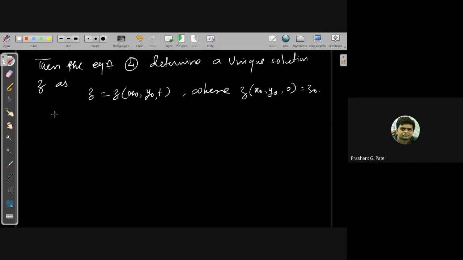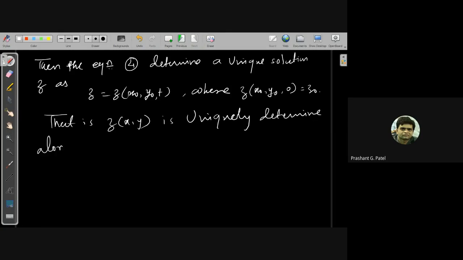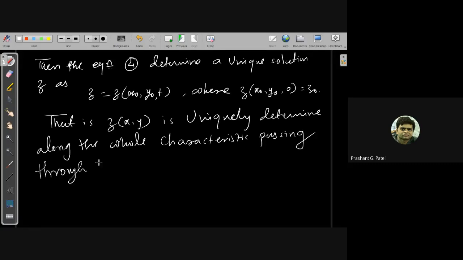That is uniquely determined along the curve or characteristic curve passing through the point x0 y0, and this value we assign for the value z at x0 y0. So z of xy is uniquely determined along the whole characteristic passing through x0 y0 if we assign a value for z at x0 y0.